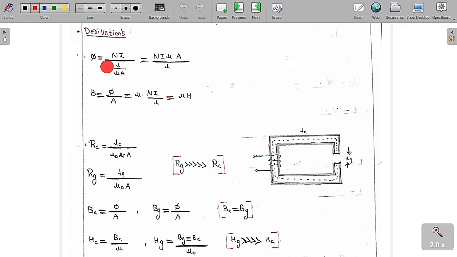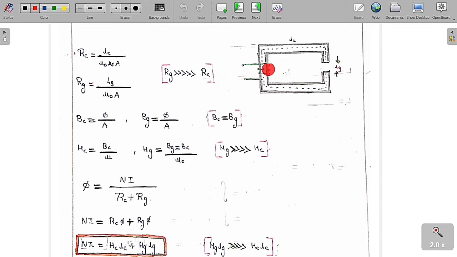So now we will discuss another concept of derivations. I have already told you flux is equal to Ni by R, and R is equal to L by mu A. If we do the rearrangement, we get Ni mu A by L. Magnetic flux density is equal to flux per area, so you get mu into Ni by L. Here Ni by L is called H, so B is equal to mu into H, where H is equal to Ni by L. N is the number of turns of the primary coil, I is the current of the coil, and L is the mean length of this core.